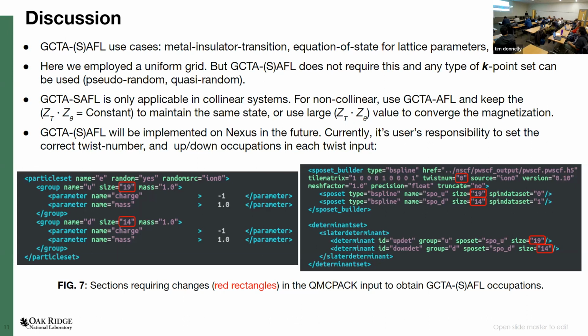However, GCTA SAFL works only in collinear systems. If you want to do non-collinear, you can use GCTA AFL, and that should work because it only looks at the lowest eigenvalues. We plan to implement both of those in Nexus in the future, so you will be able to just pass GCTA SAFL or GCTA AFL, and then it would populate the correct up and down occupations, as you can see here in the QMCPACK input for each twist. For now, it's the user's responsibility to set this correctly.